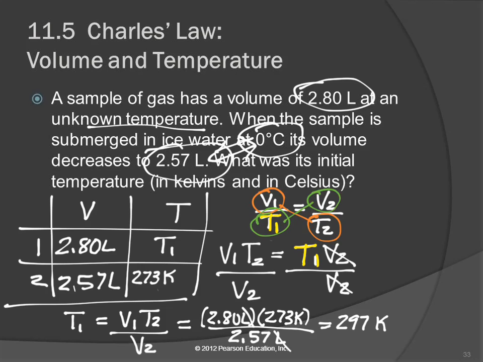But then we also have to find the Celsius temperature. So to get this into Celsius, we're just going to subtract 273. And we're going to get 24 degrees Celsius. Any questions?